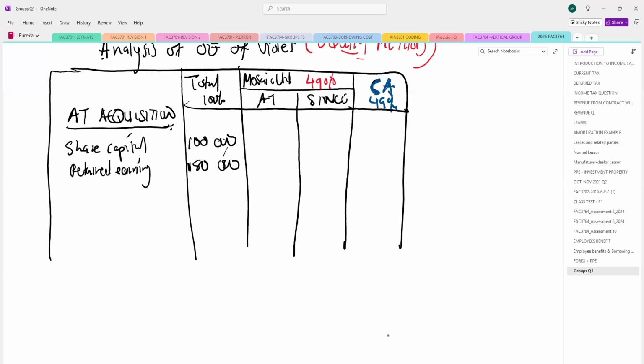So this is 280,000. So I'll take 280,000 multiplied by 49%. So I'm getting 137,200.